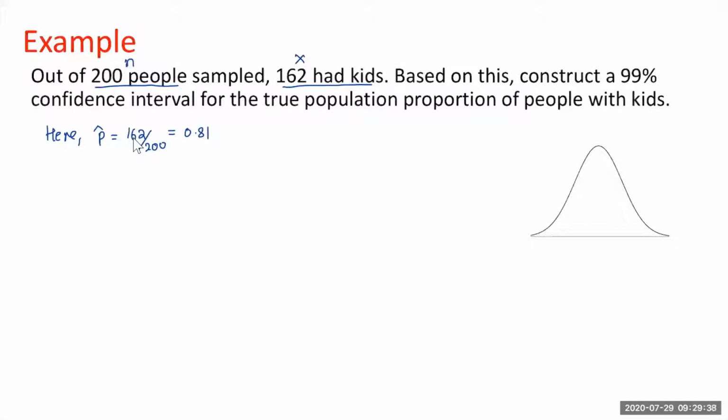So once you know p hat, you can easily write q hat. Your q hat will be 1 minus p hat, or 1 minus 0.81. That is equal to 0.19. Now, we want to construct a 99% confidence interval.